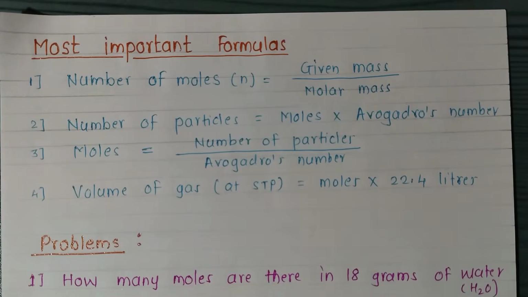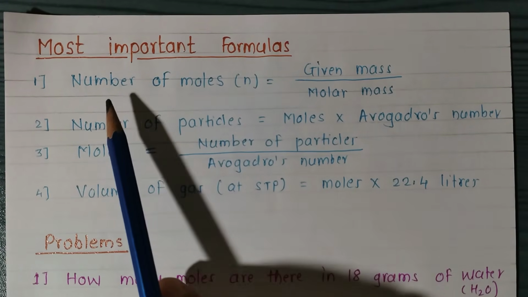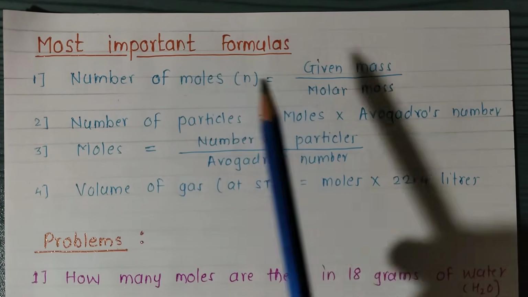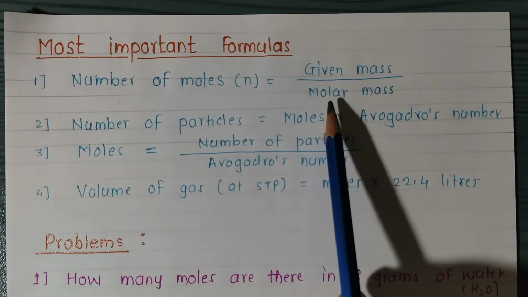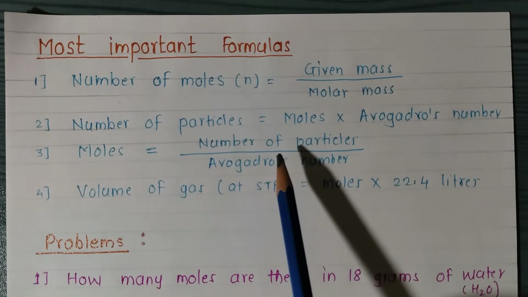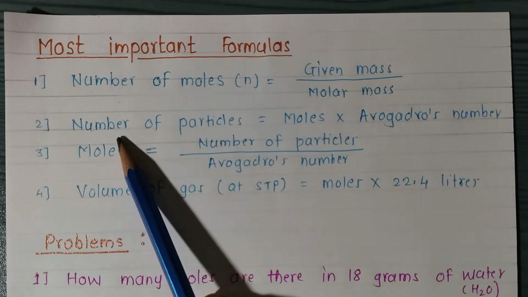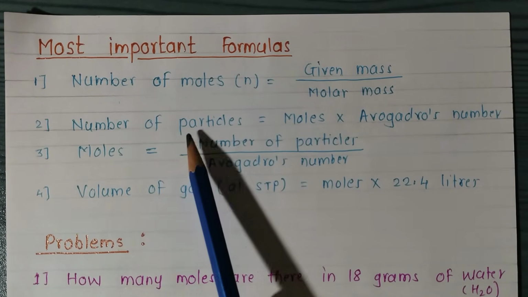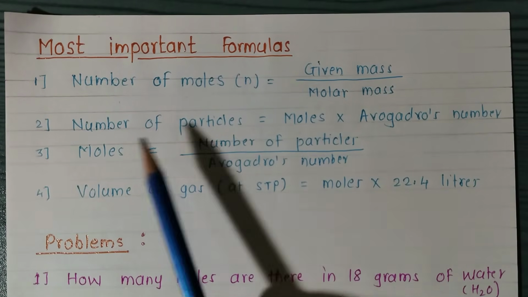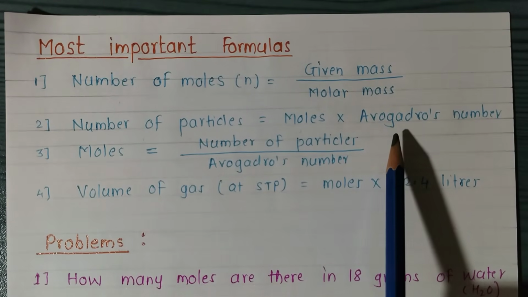Now we should know the most important formulas to understand the mole concept. So how do we calculate the number of moles? Number of moles is calculated by the formula given mass divided by molar mass. So this is the first formula to calculate the number of moles. The second formula: number of particles is equal to moles into Avogadro's number.